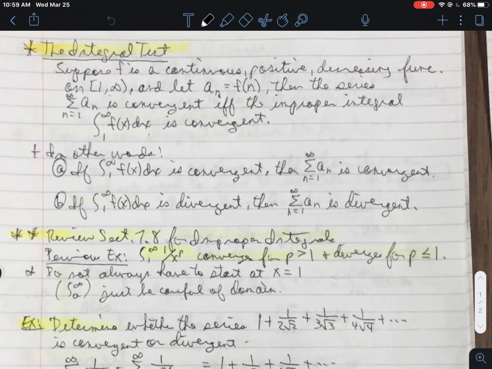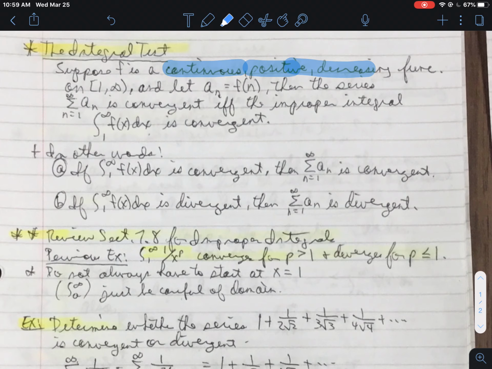All right, so here's the integral test, and here's the bottom line with this. All I really need you to know is how to apply this thing and to recognize when to use it. Now, the integral test has some limitations. Suppose that we have a function f that is continuous, positive, and decreasing. So there are 3 requirements for our function in order to use the integral test. We have to have a continuous, positive, decreasing function on the interval from 1 to infinity.